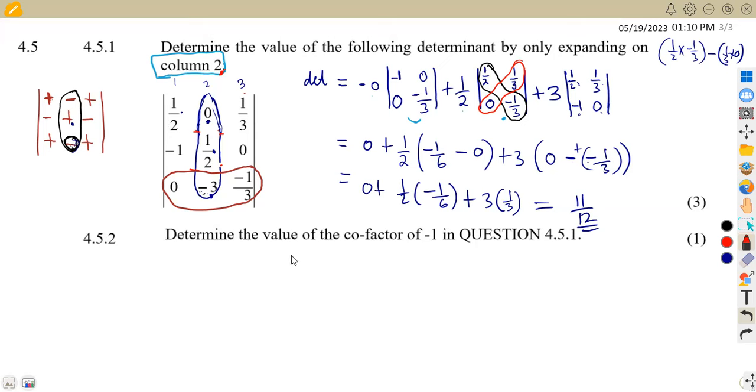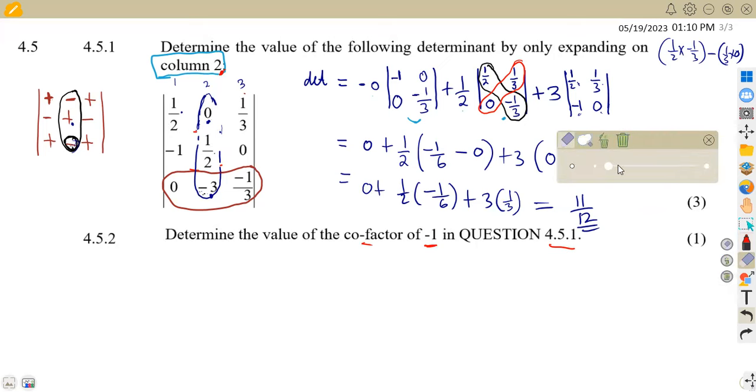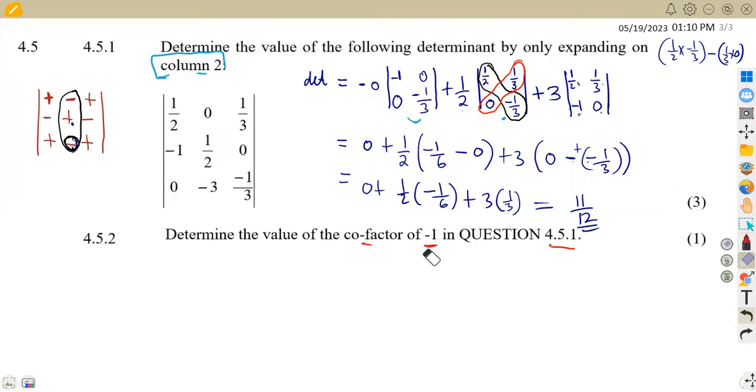4.52 to determine the value of the cofactor of negative one in question 4.51. Okay. So this is what you're going to have. This is our question. So what you're going to do here, I want you to take note when you are dealing with the cofactor in this case. What we refer to as a cofactor is simply a signed minor. So a cofactor is simply a signed minor. So what are we trying to say here? The minor is the one that you determine by closing that part.